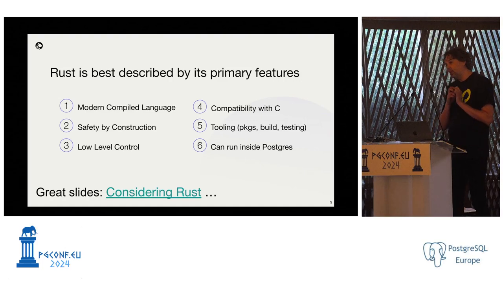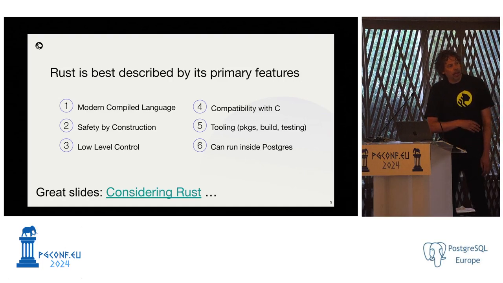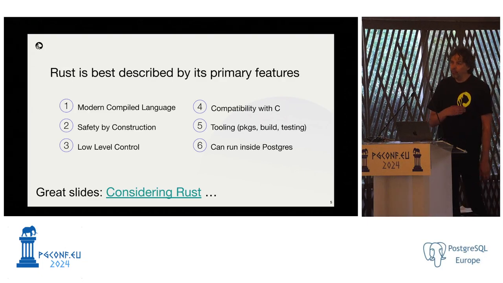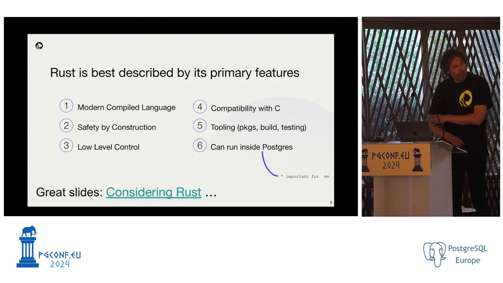There's a thing called Cargo that we'll look at shortly. It manages packages, it manages build, and it manages testing. It's a first-class citizen of Rust, and it's the best package management slash build tool I've ever encountered. And also it can run inside Postgres. So that's probably important for me, but perhaps not so much for the people that developed Rust.